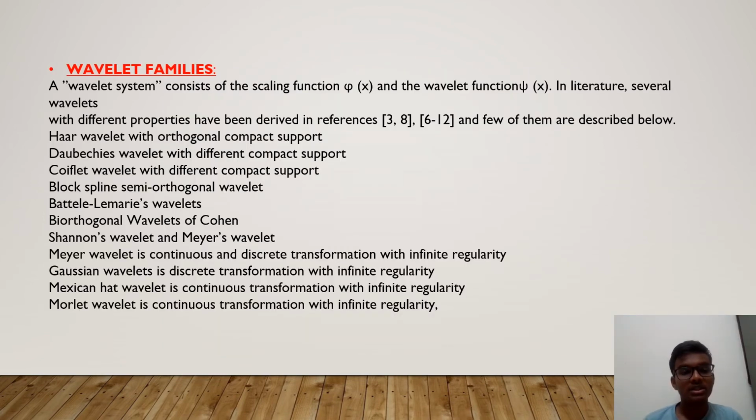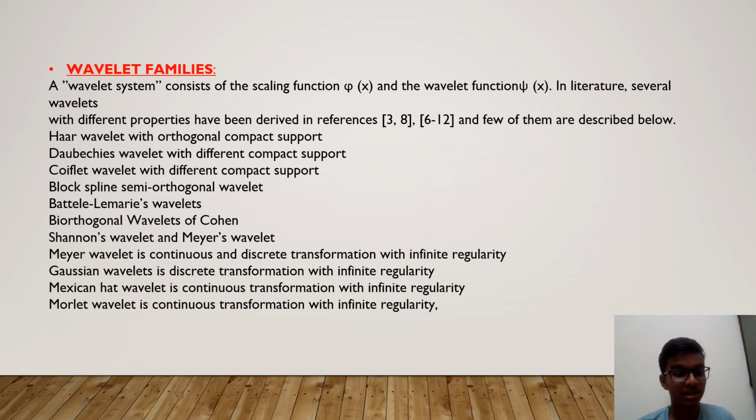Our next topic is wavelet families. A wavelet system consists of a scaling function phi of x and the wavelet function psi of x. In literature, several wavelets with different properties have been derived, and a few of them are described below. Haar wavelet with orthogonal compact support, Daubechies wavelet with different compact support, Coiflet wavelet with different compact support, Battle-Lemarie semi-orthogonal wavelet, bi-orthogonal wavelets of Cohen, Shannon's wavelet, and Meyer's wavelet.